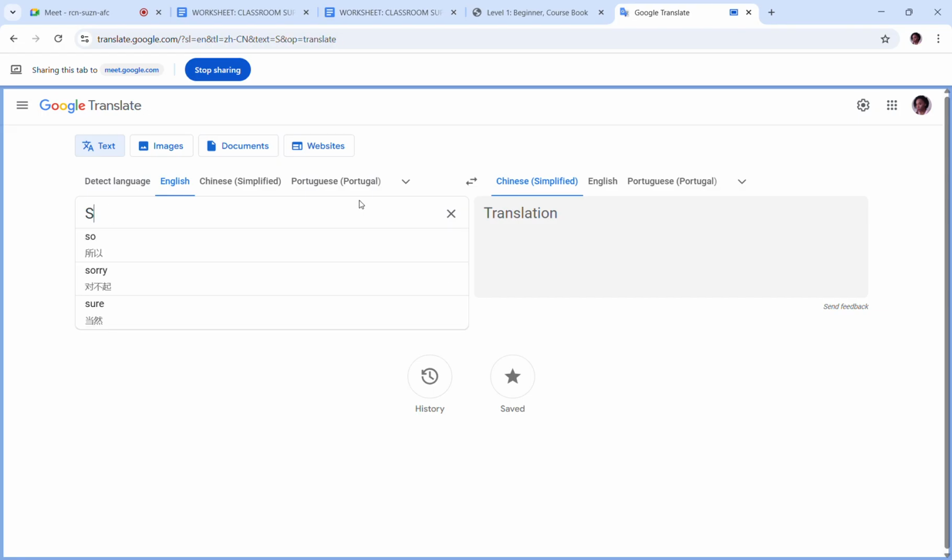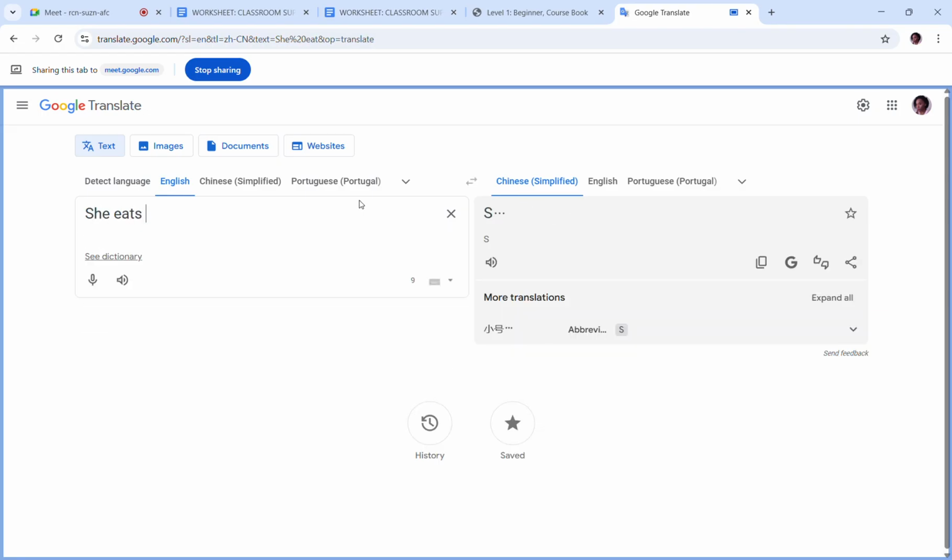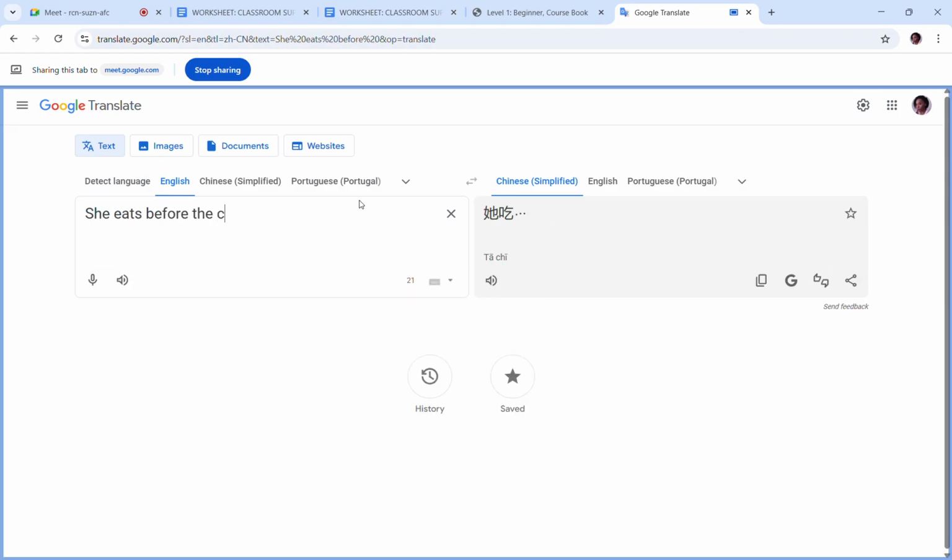She eats before the customers arrive. So before they show up, right? Before they come to the restaurant saying, yes, please give me food, please give me a burger, or give me some chicken or whatever. She has to eat, right? Because there's no time, okay?